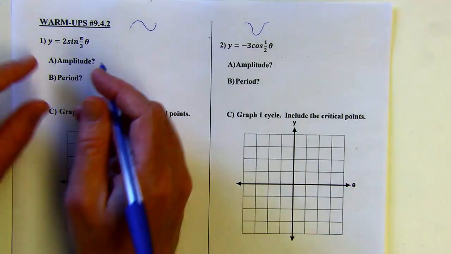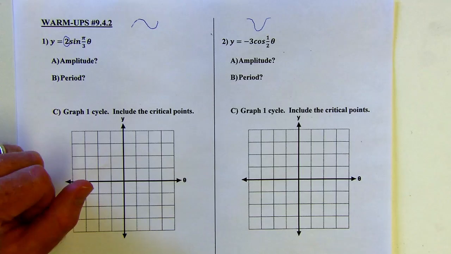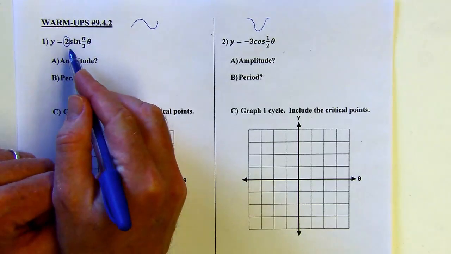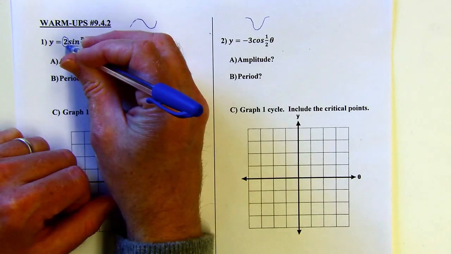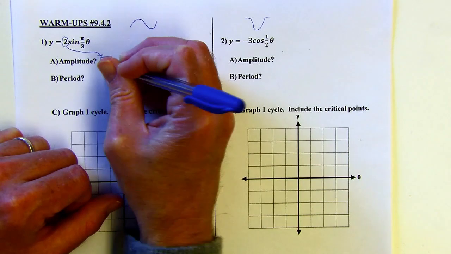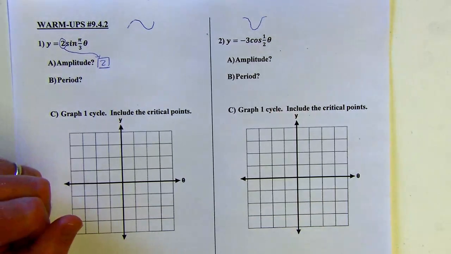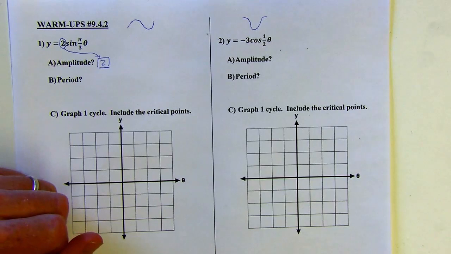Okay, so let's start by finding the amplitude here. The amplitude is just going to be the coefficient that's in front of sine or cosine or tangent, whatever it is. Here it's sine. So my amplitude is going to be 2. And the amplitude is going to have to do with the height of the curve, and I'll get to that in a minute. But first let's find the period.